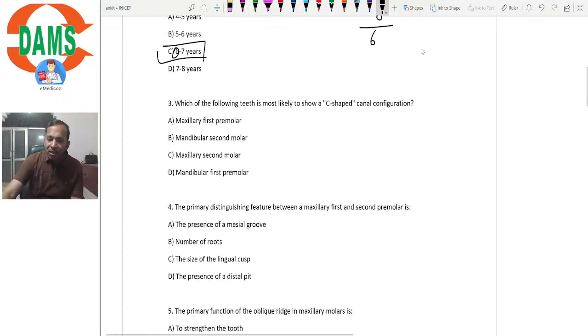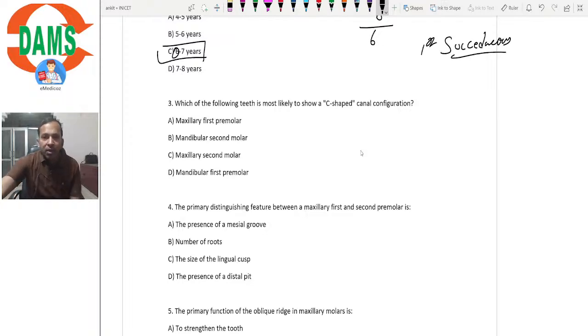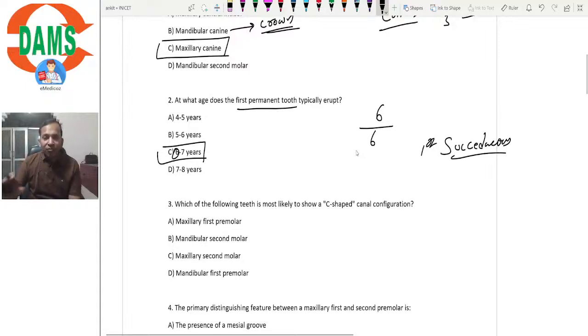So which is the first succedaneous tooth to erupt? Another important topic here is the chronology, right? So which is the first succedaneous tooth to erupt? It is the lower central incisor, isn't it? The lower central incisor sometimes may erupt along with the first molars, that is at the age of about 6 to 7 or 7 to 8 years, right?